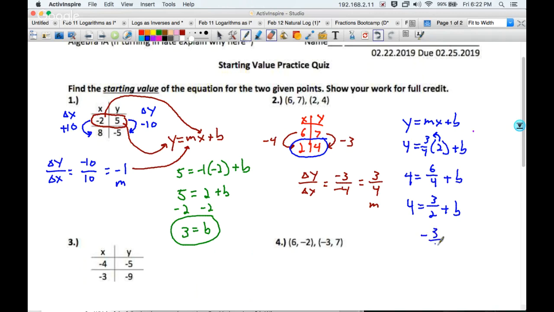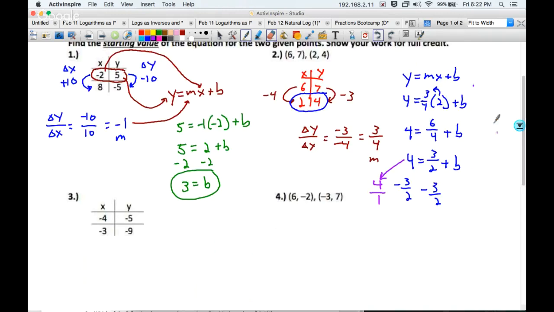I'm going to subtract 3/2 from both sides. In order to do this, I need to swap that 4 out with something that's equivalent to 4. So at first I make it a 4 over 1, and now I want it to have a common denominator, so I multiply the top and the bottom by 2, I make it 8 over 2, minus 3/2 equals b. And then now that the denominators match, it just subtracts the numerators. 8 minus 3 is 5, so I'm just going to leave this as 5 over 2 equals b.